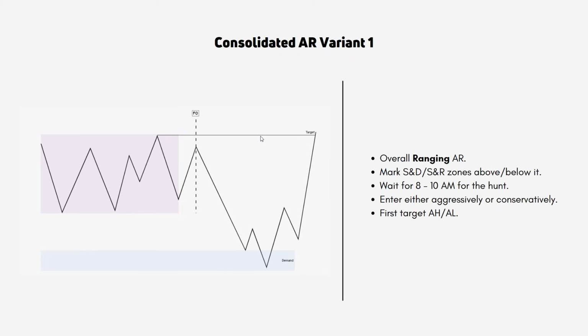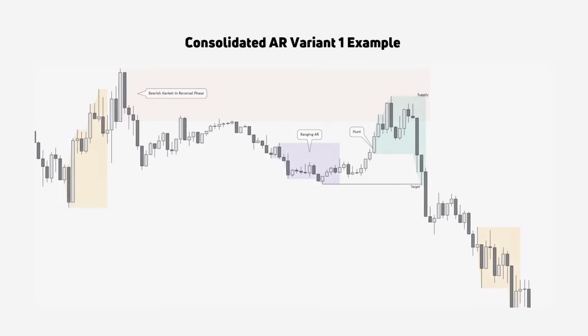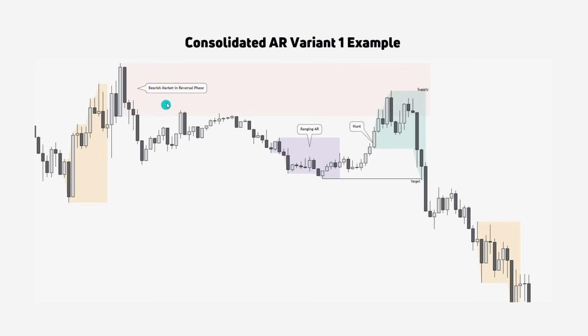So this is the first variant and there is a little example as well. So right now we are bearish on this pair, in a reversal phase as well from a higher time frame supply. This is the 15-minute time frame, by the way, right? So this is the last day. There is also an Asian session right there. There is the Asian range right here.